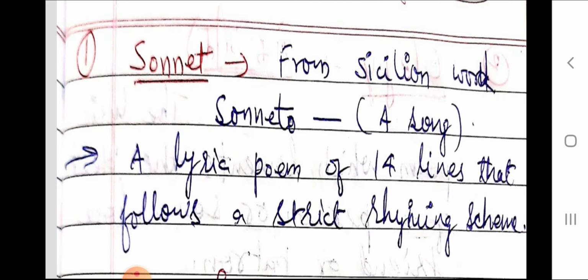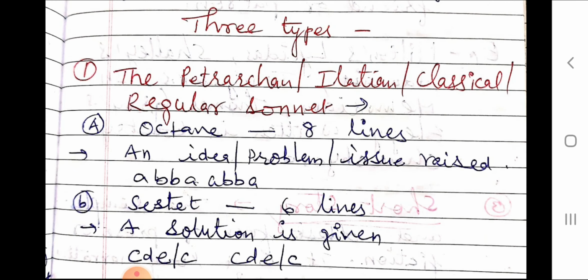Now, the types of sonnet. Sonnets are primarily of two kinds, but somewhere we find three kinds or three types. First is the Petrarchan or Italian or classical or regular sonnet. These are the various names of the same sonnet, that is Petrarchan sonnet.